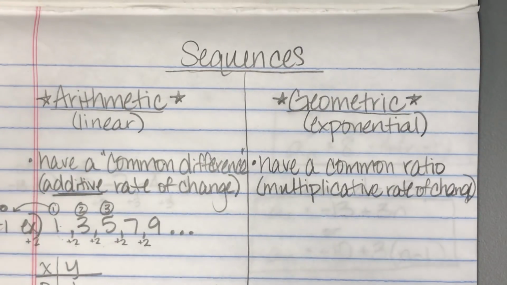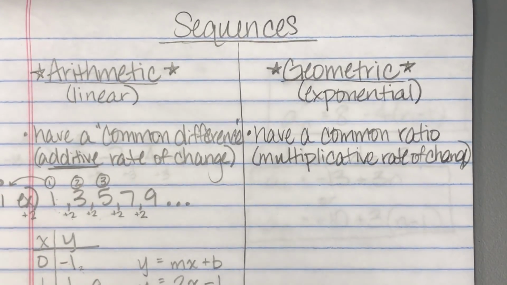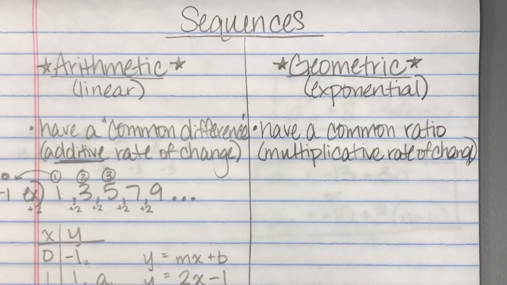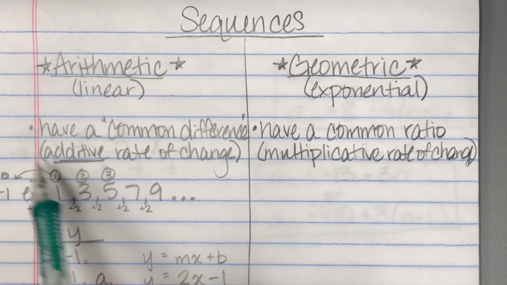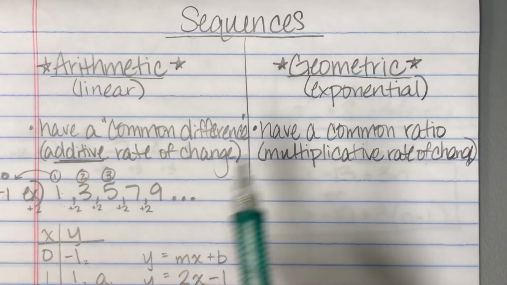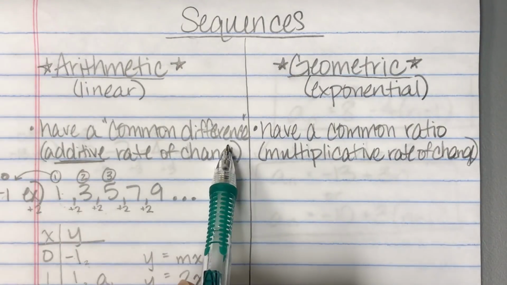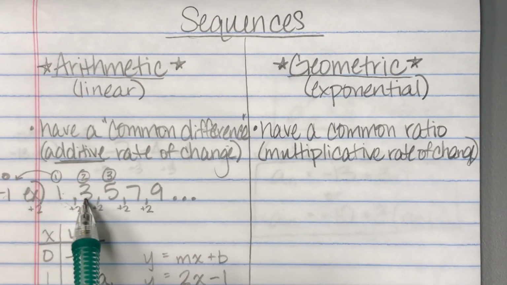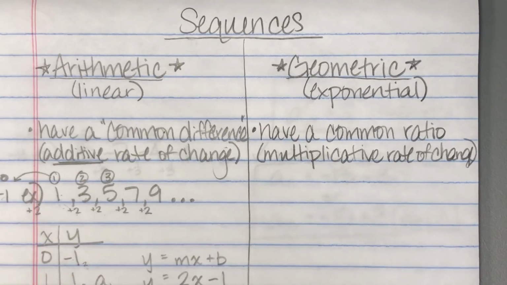Here is our follow-up on sequences. If you were not in class when we discussed geometric sequences, or if you are struggling, that is what we're going to focus on. We already looked at arithmetic sequences, and we said they always have a common difference. You're always adding or subtracting the same amount: plus 2, plus 2, plus 2.